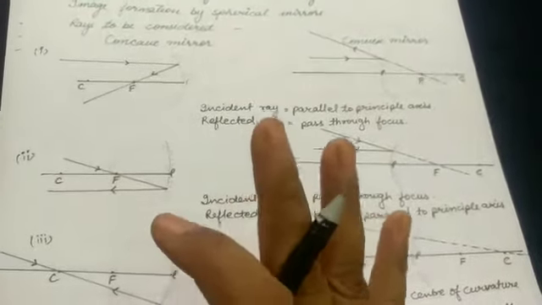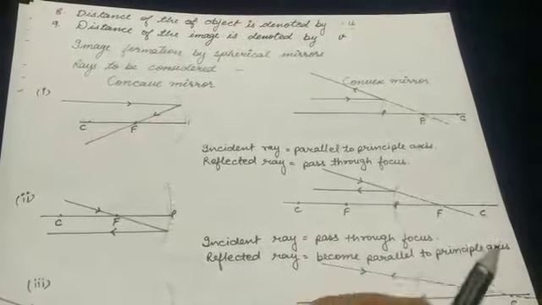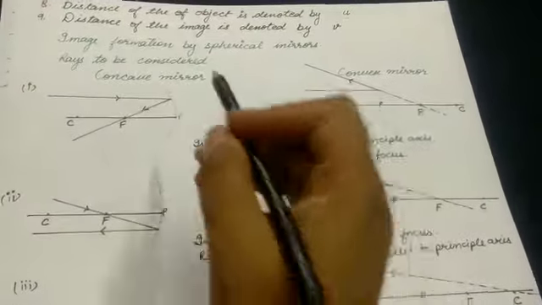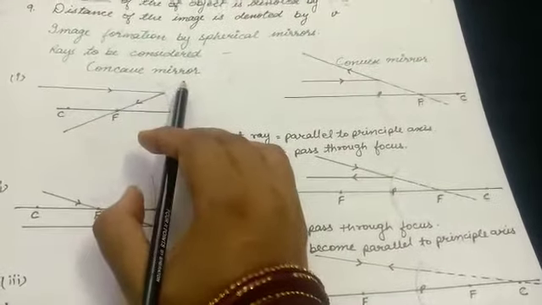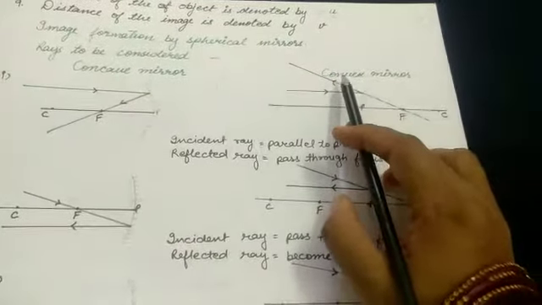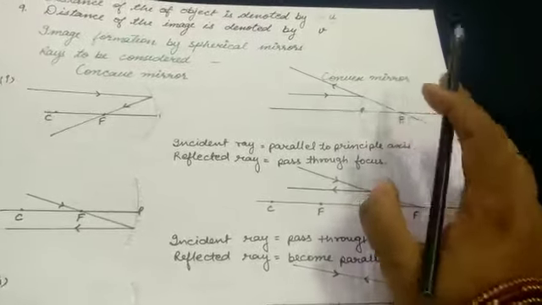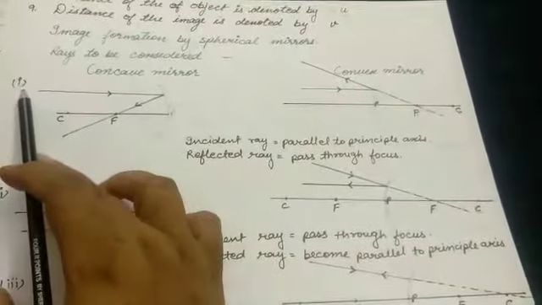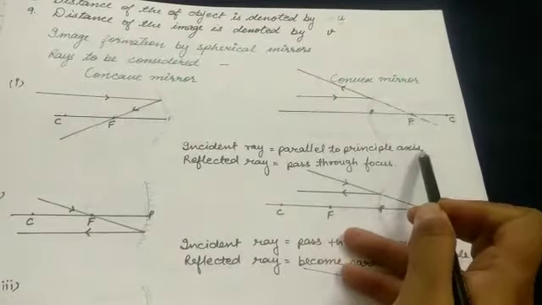So here I am just explaining how any particular light ray turns or bounces back after the reflection. Here I am showing what happens when a light ray strikes a concave mirror, and in parallel I am showing how the same light ray is going to behave when it strikes a convex mirror. First, the first case I have taken is when the incident ray is parallel to the principal axis.